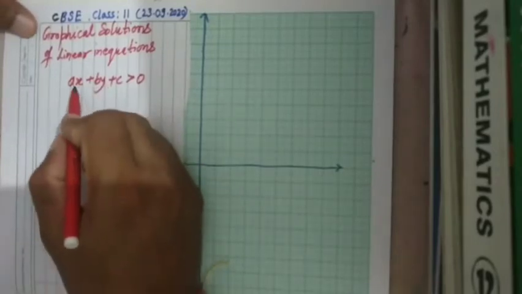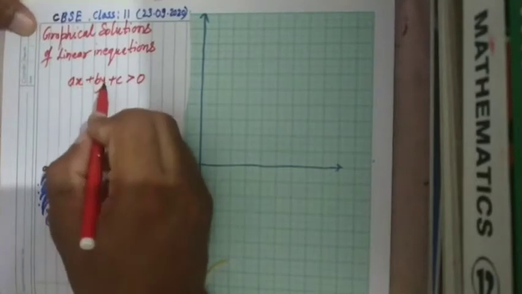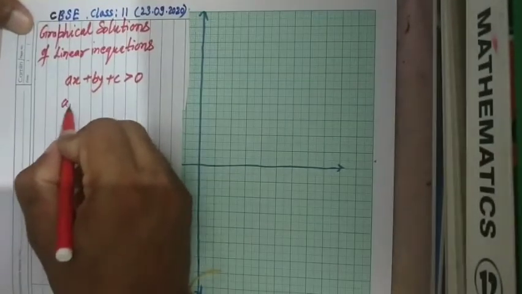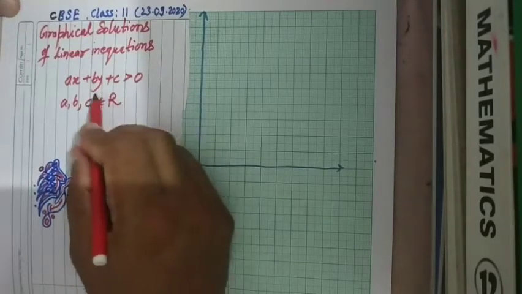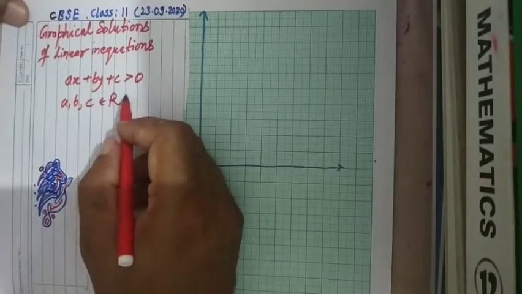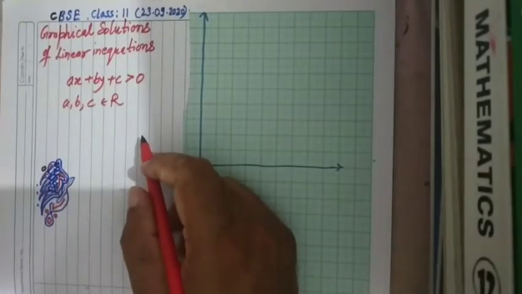If any one of a or b is 0, it will be converted into one variable. Here a, b, c are some constants, they belong to the real numbers. So for such expressions, how do we plot them graphically and how do we get the solution for this inequation?